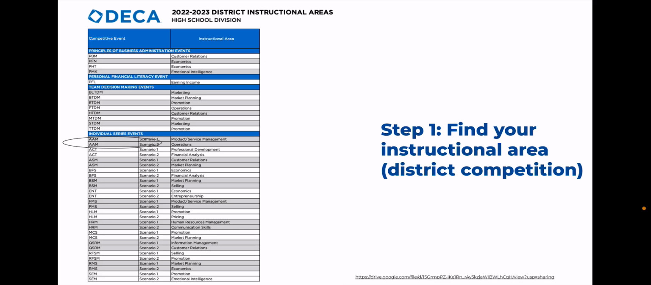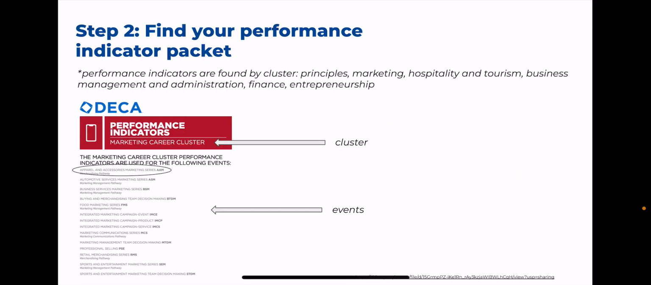For the sake of this tutorial video, I'm going to use apparel and accessories marketing as my example, but feel free to follow along with whatever event you're doing. So as you can see, for apparel and accessories marketing, the first one is product or service management, but also operations. We're going to use operations throughout this example.